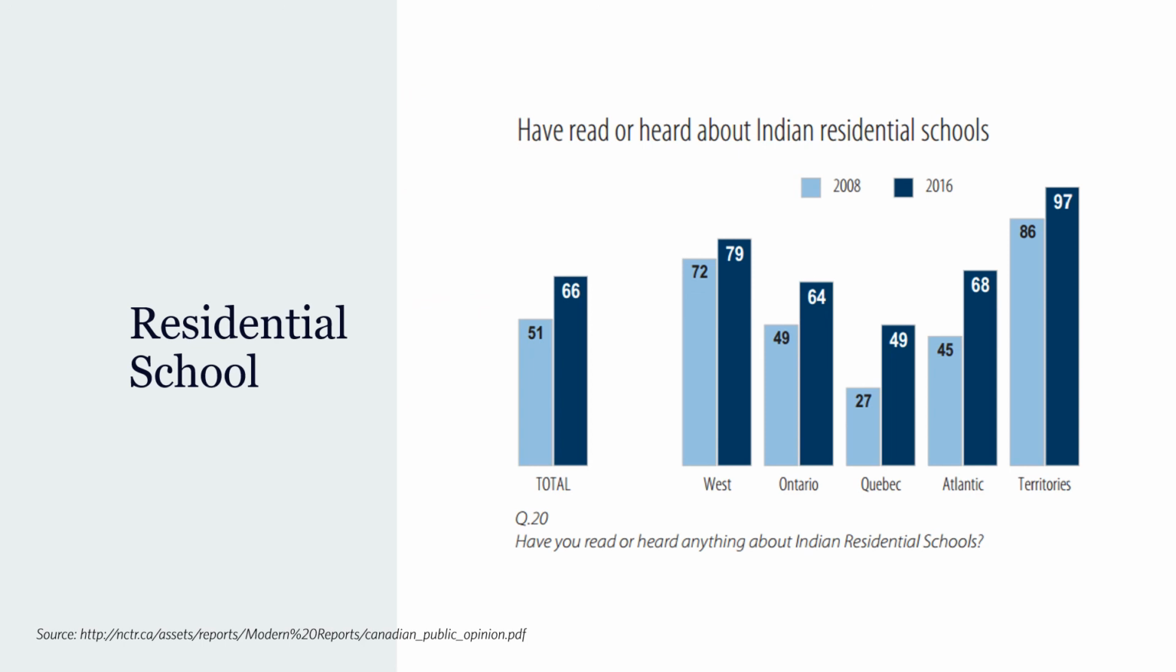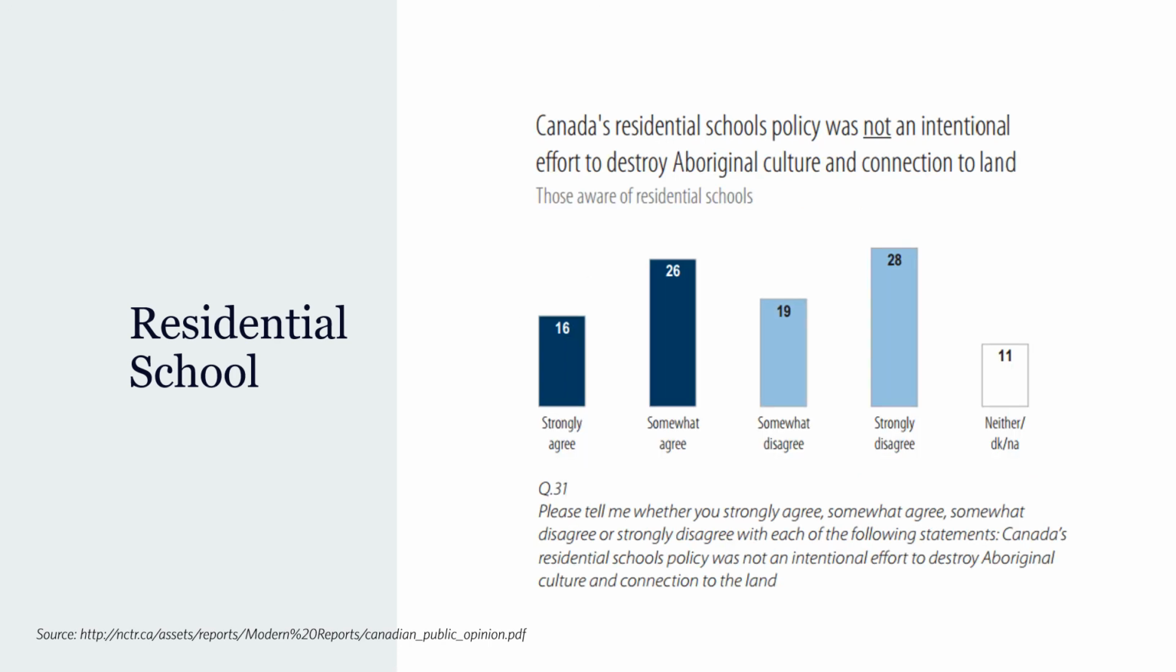Despite its devastating impact, non-Indigenous Canadians had limited awareness of residential schools until coverage increased recently on the work of the Truth and Reconciliation Commission. In 2008, roughly half of Canadians had heard about residential schools. In 2016, this number only increased to two-thirds. Despite the fact that the explicitly stated objective of residential schools was to destroy Indigenous culture and connection to land for the purpose of forced assimilation, a significant portion of Canadians did not believe this to be the case.